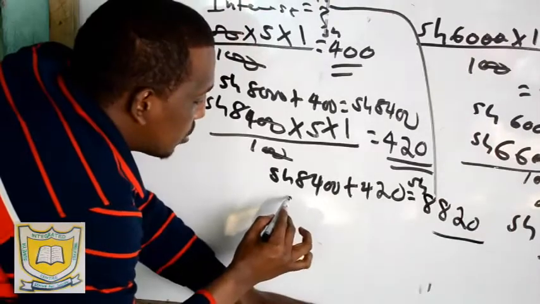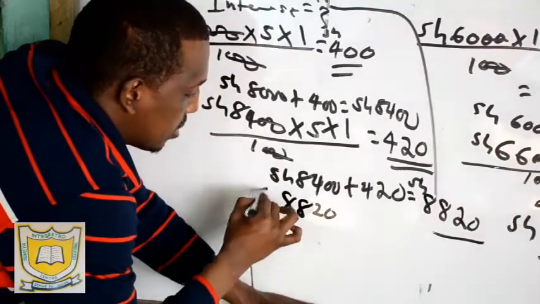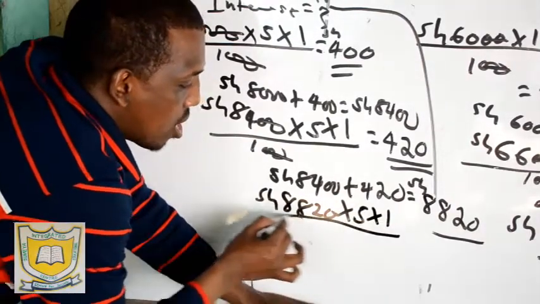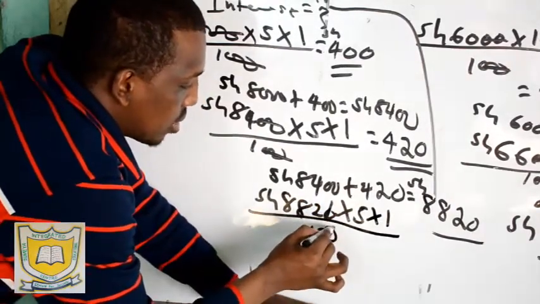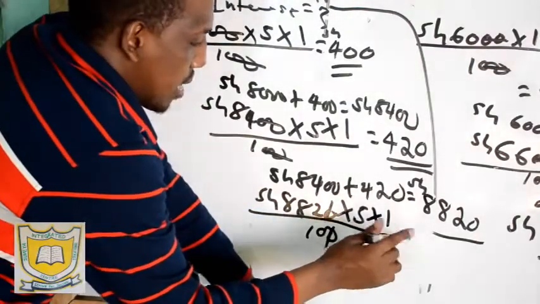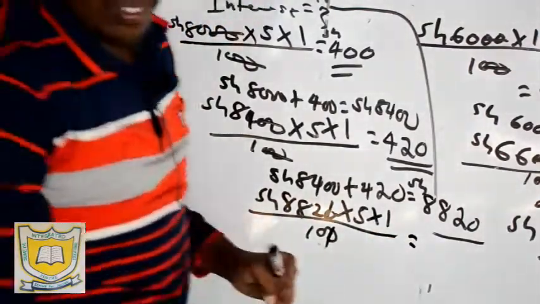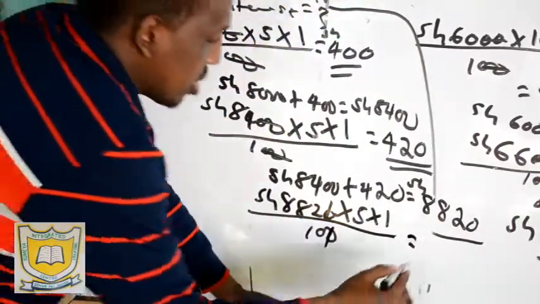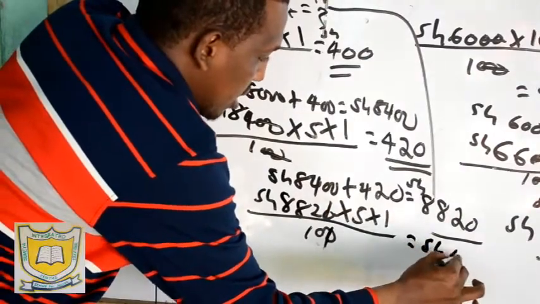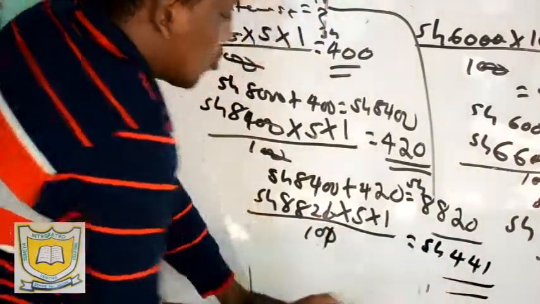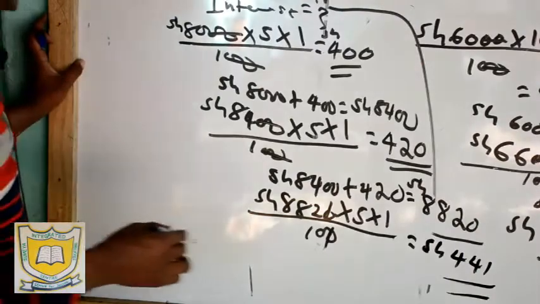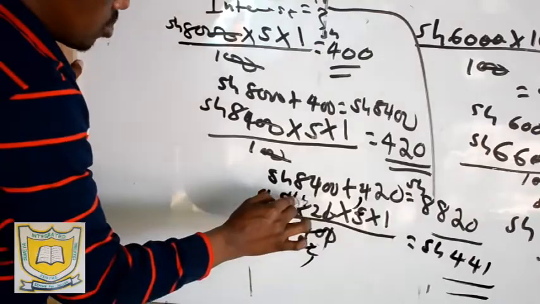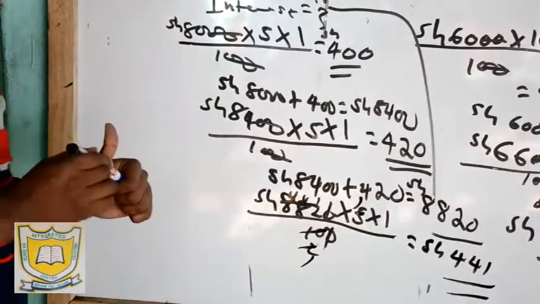So we say principal, which is 8,820, times rate, which is 5, times time, the third year, all over 100. Cancel. So you simplify now. After simplifying, you will get shillings 441. Because you say by 5, 1, by 5, 2, by 2, 1, by 2, 4, you would get 441.